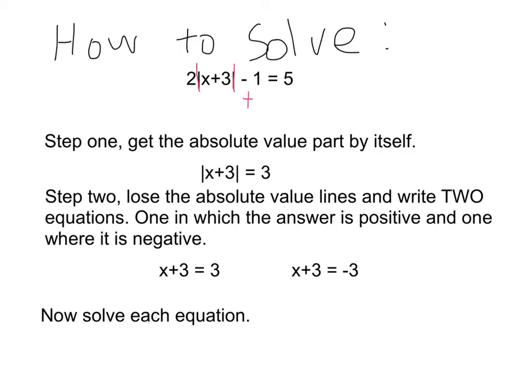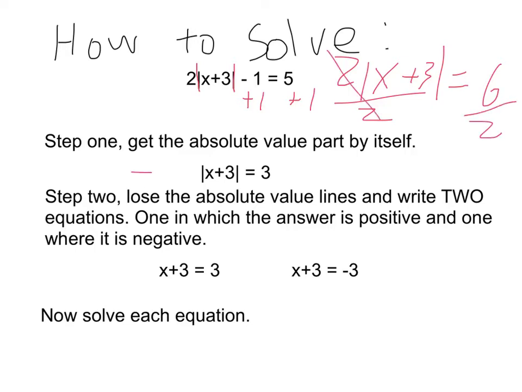So add the 1 to both sides. 5 plus 1 is 6. And then divide both sides by 2. So then I've got absolute value of x plus 3 is equal to 6. And we're dividing both sides by 2. Divide by 2, divide by 2. And so then you can see right here we've got absolute value of x plus 3 is equal to 3, because 6 divided by 2 is 3.